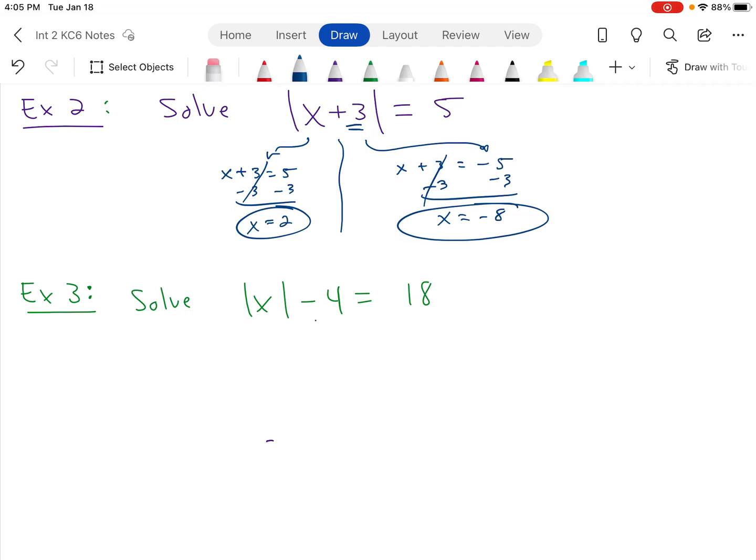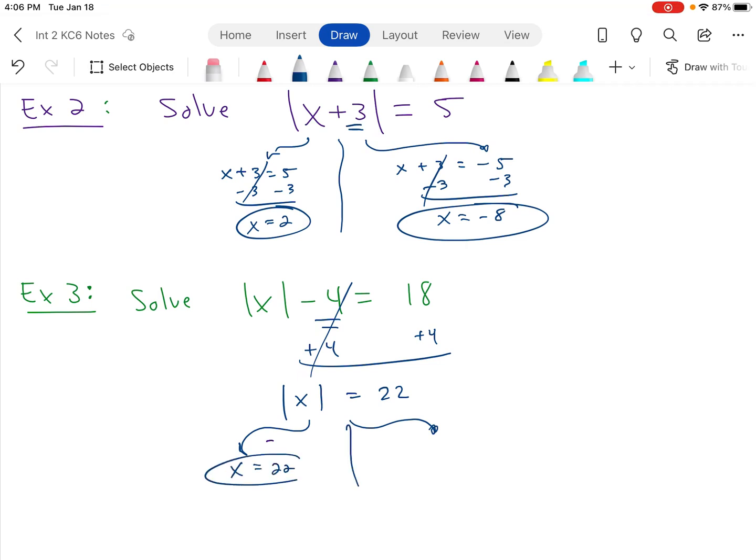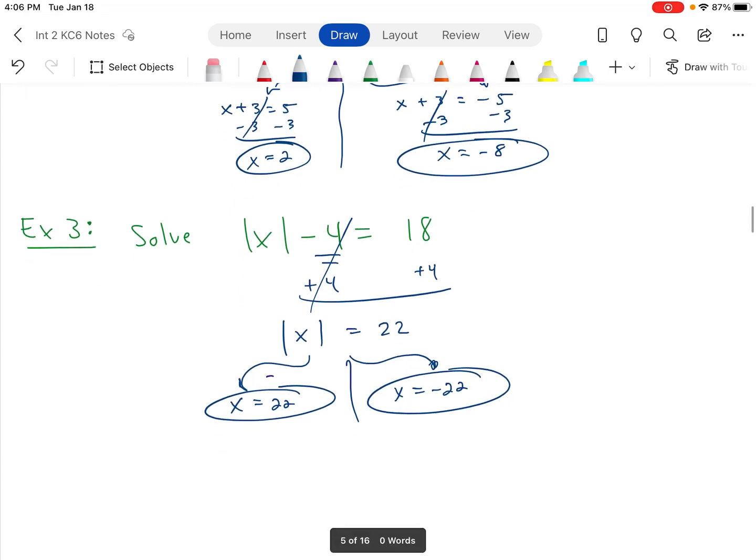Example number 3, so now I have something on the outside of the absolute value, so I need to get rid of that first before I split it up into two different equations. To do that, I'm going to add 4 to both sides. So I get the absolute value of x is equal to 22 now. Now I can split that up, so I get x is equal to 22 as one solution, and x is equal to negative 22 as the other solution.